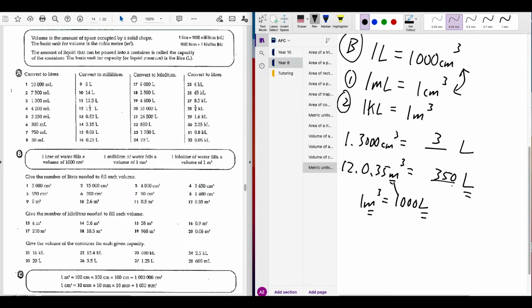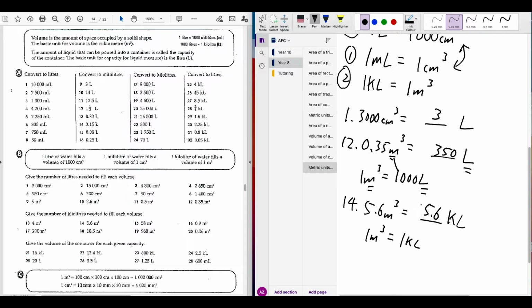All right, now let's do another question. Say question 14. It says, give the number of kiloliters needed to fill each volume. So 5.6 meter cubed is equal to how many kiloliters? Oops, K should be in capital. Now we know that 1 meter cubed is equal to 1 kiloliter, right? So then 5.6 meter cubed is going to be equal to 5.6 kiloliters, right? Because the numbers should match. So that one was pretty easy.